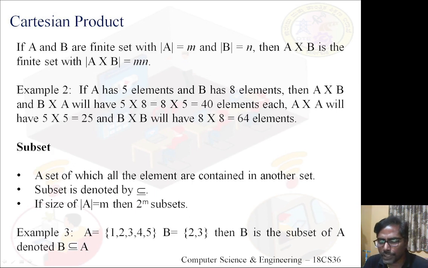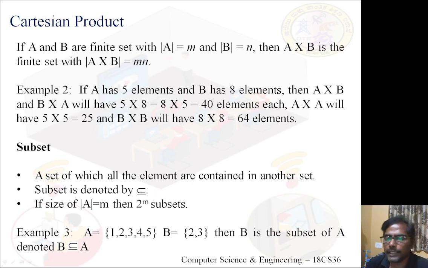Of these 2 power m subsets, there are two special subsets. One is a null set, which doesn't contain any elements, and the other one is set A itself.